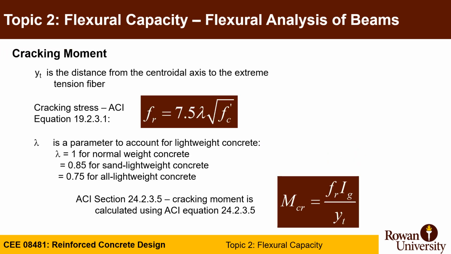Need to know that ACI equation 19.2.3.1, fr modulus of rupture, equals 7.5 lambda square root f'c, where lambda is a parameter related to whether concrete is normal weight or lightweight concrete. So if normal weight concrete, your lambda is 1. Sand lightweight concrete, lambda is 0.85. Lightweight concrete will be 0.75, all lightweight concrete.